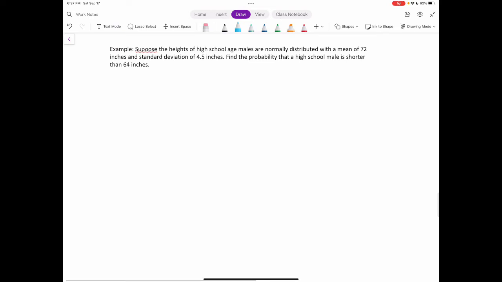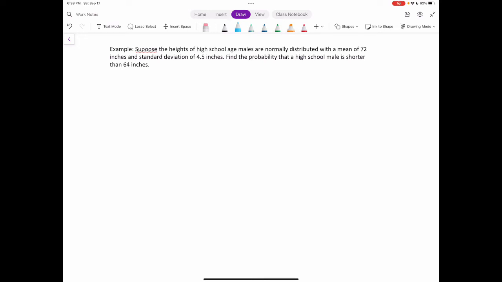For example, suppose the heights of high school age males are normally distributed with a mean of 72 inches and a standard deviation of 4.5 inches. Find the probability that a high school male is shorter than 64 inches. Okay. So what we have here is a normal distribution, but it's not the z distribution. So there's actually two ways we could go about doing this.